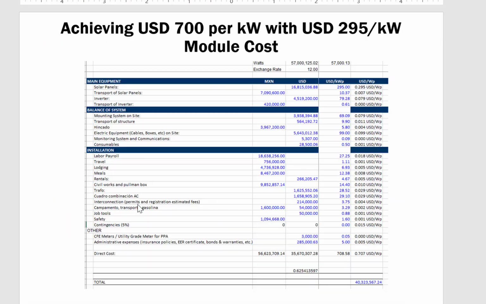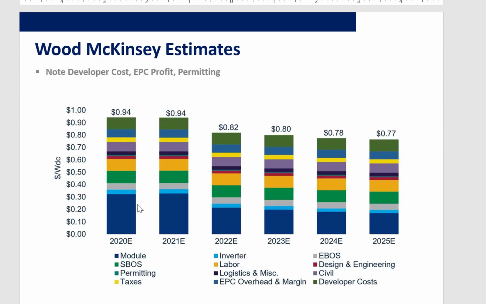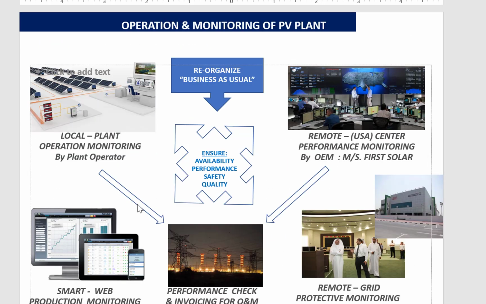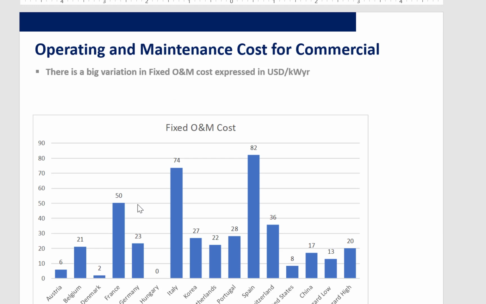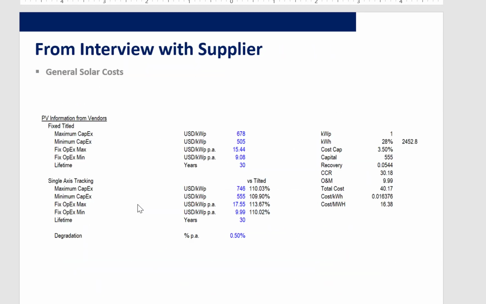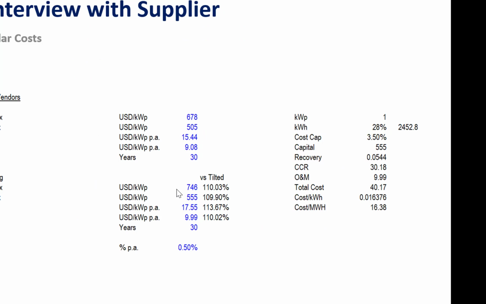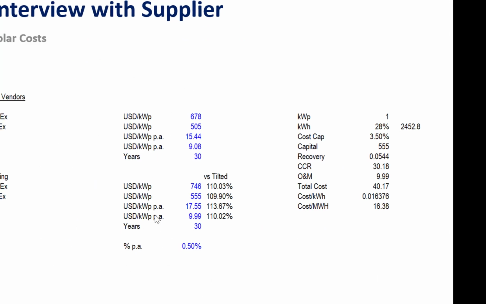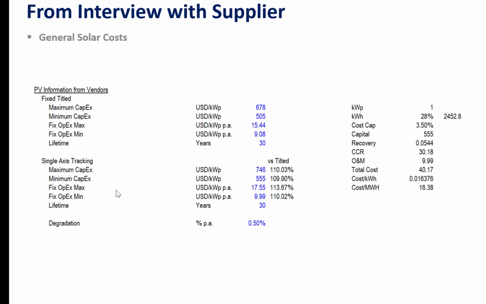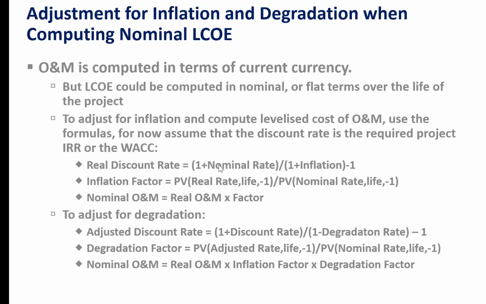To do that, we're going to work through a whole LCOE analysis, which I discussed a little in the first one, and in different slides. Now, we called a supplier and got some costs for tilted versus single axis tracking, and you can see how much the tracking increased the cost. I'm going to show you the final result, and then we're going to work through it.